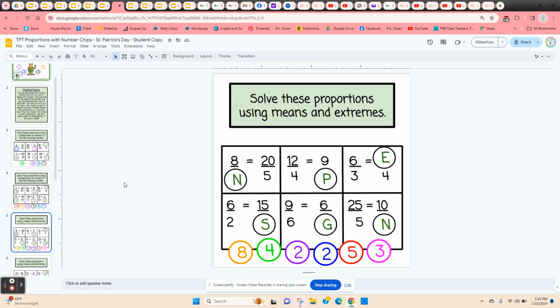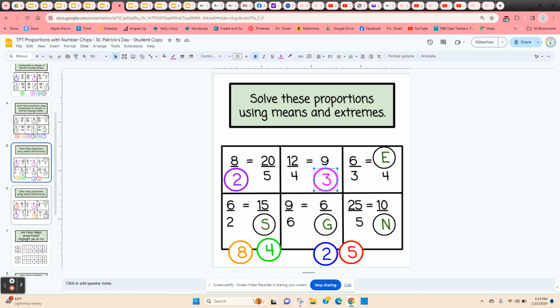Now when they get to slide 5, that doesn't work. They can't scale up or scale down in order to solve the proportion. So they have to use means and extremes or cross multiplication. And what that means is the numbers that are opposite each other diagonally are going to have the same product. So 8 times 5 is 40, so 20 times what number is also 40? And that would be 2. 9 times 4 is 36, so 12 times 3 would be 36, and so on. And they're going to do that on the next slide also.